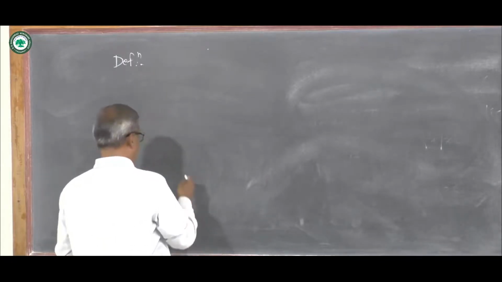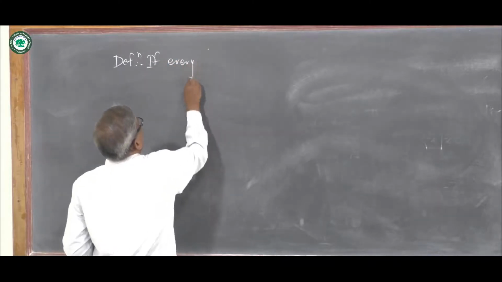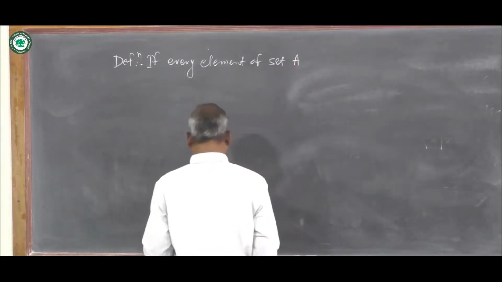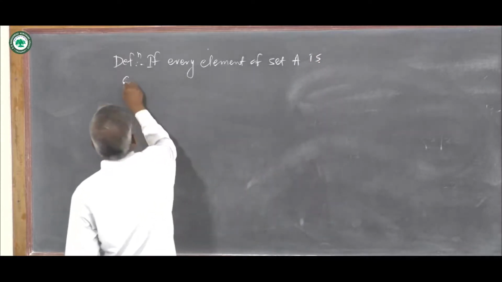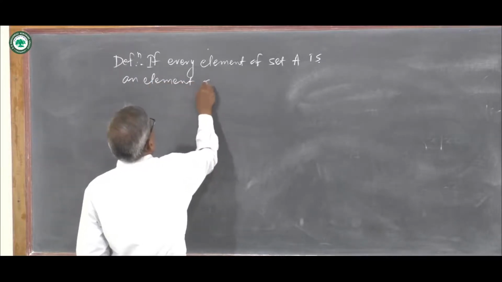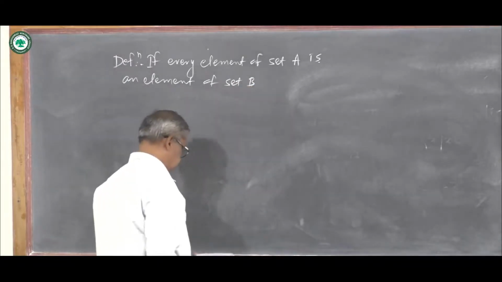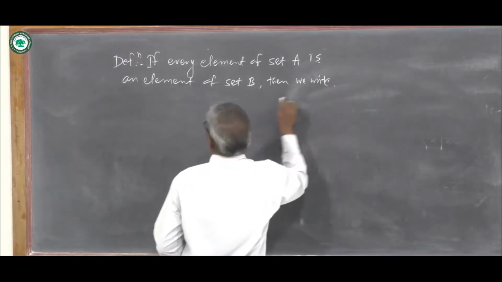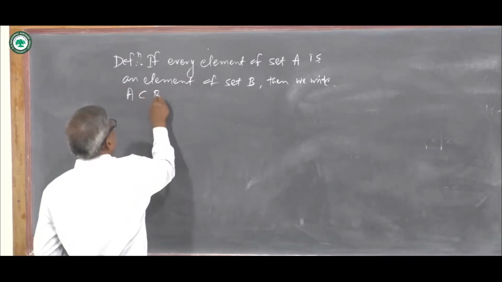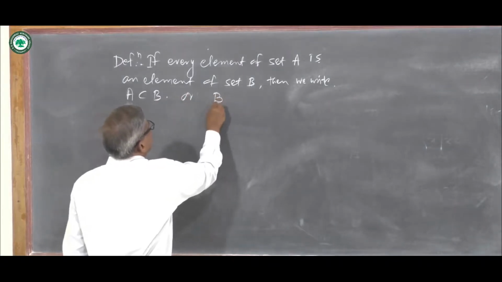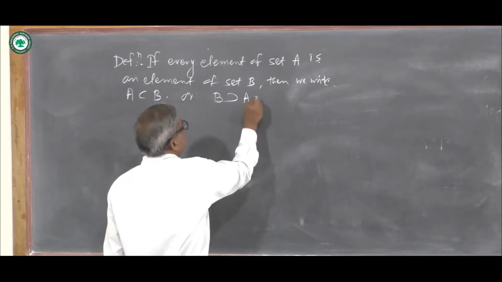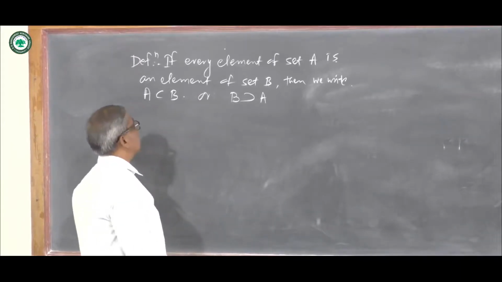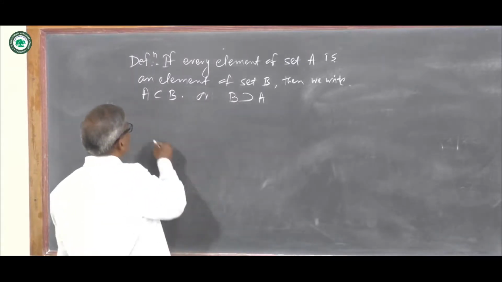If every element of set A is an element of set B, then we write A is a subset of B, or B contains A.